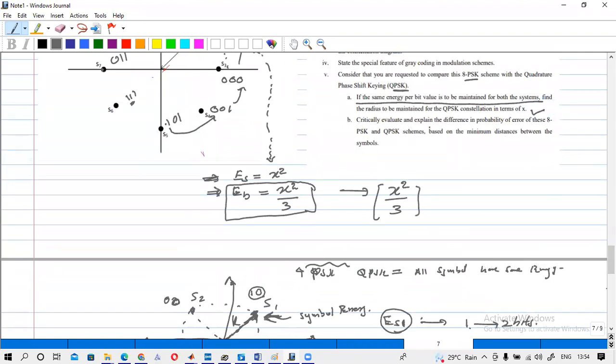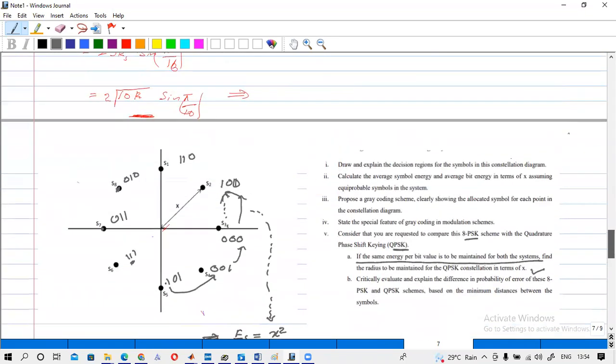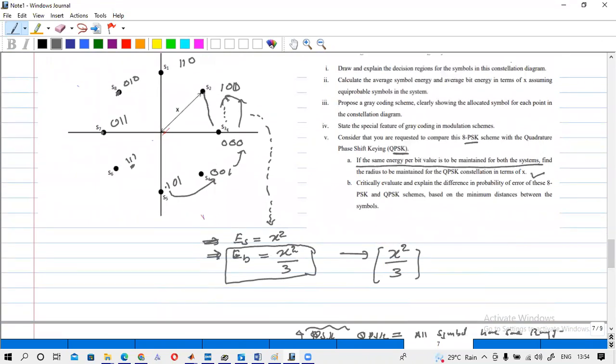Now critically evaluate and explain the difference in probabilities of error of these 8PSK and QPSK schemes based on the minimum distance between the symbols. Now you have to calculate the minimum distance. Very easily you can calculate it. If you consider these two symbols, this will be pi by 4, and if you again draw this kind of line, this will be pi by 8, and also this will be pi by 8. And this will be the radius, the root energy of the symbol.